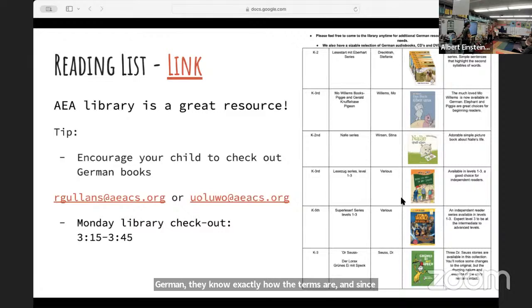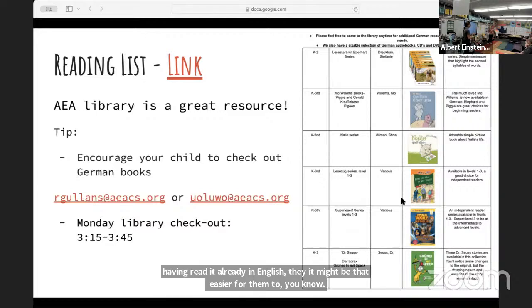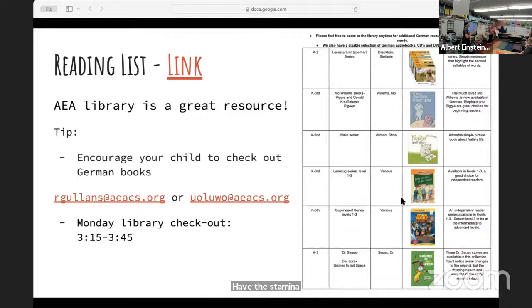But this is another strategy for the older readers. If they can read a Magic Tree House in English, then get the German Magic Tree House and read it afterwards, or read it side by side, or you read the English and they read the German, just so they have this background knowledge and it might pique their interest. And having read it already in English, it might be easier for them to have the stamina to complete the German book. And there are a lot of titles that are both in English and in German.